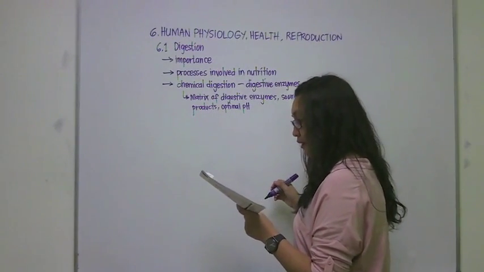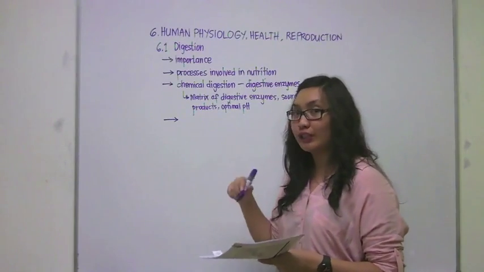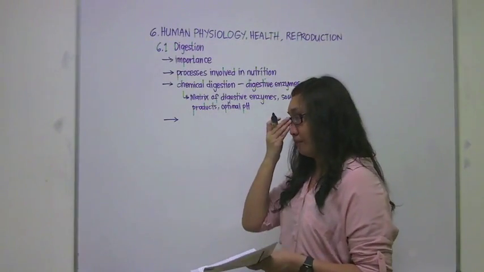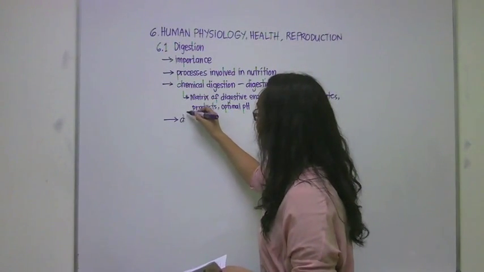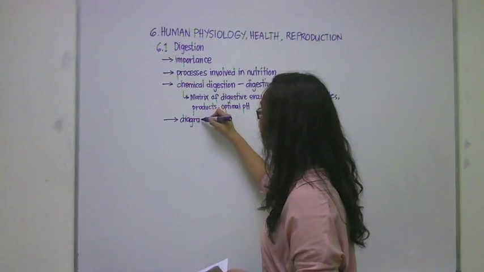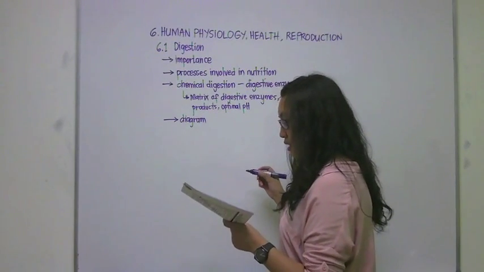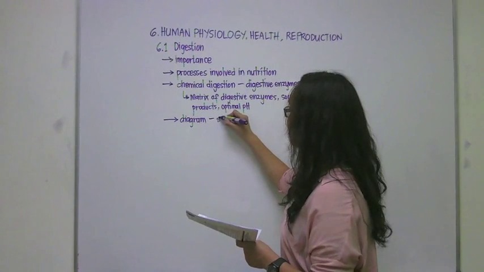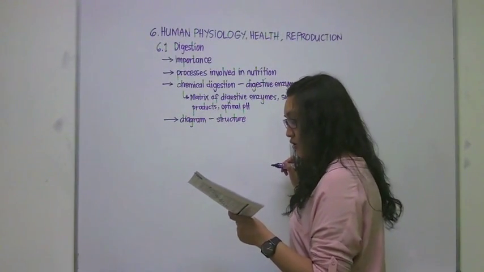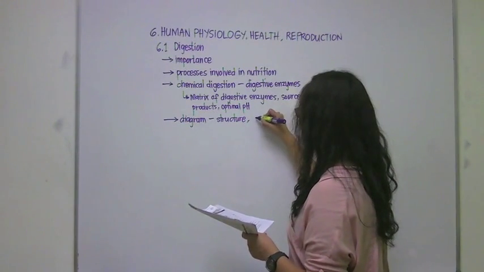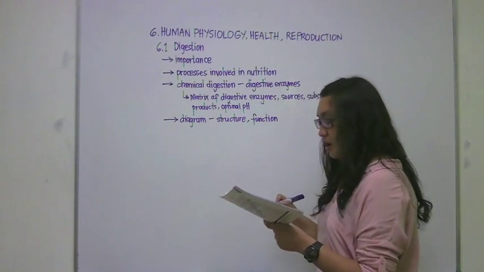Right after that, it is also important that students know how to draw the diagram, because it's one of the learning objectives required by IB. They need to know how to draw the whole digestive system, or the alimentary canal. Under the diagram, they need to know the structures, starting from the mouth all the way down to the anus. Once they label the structures, they have to identify the function of each structure.